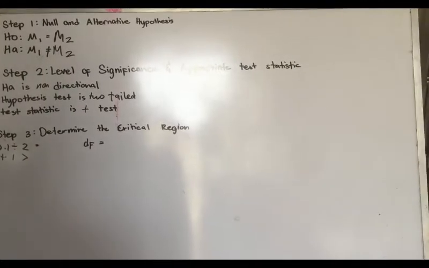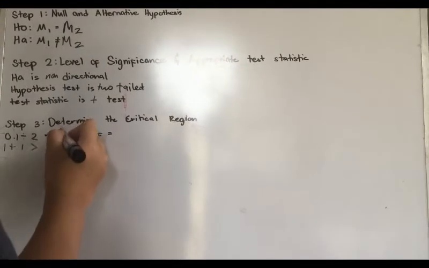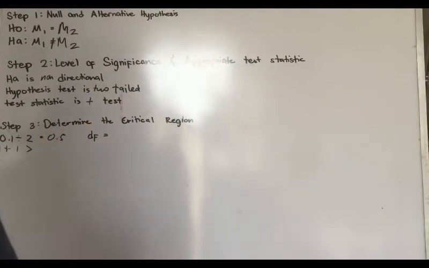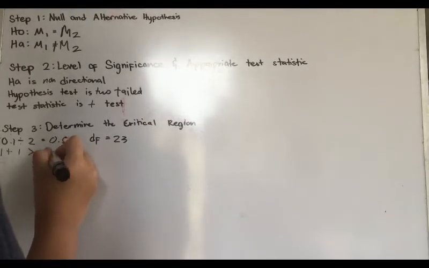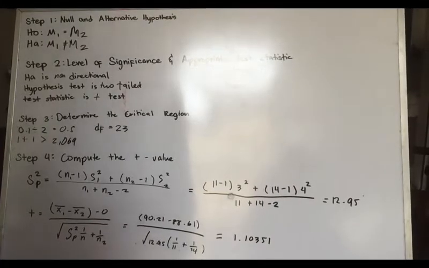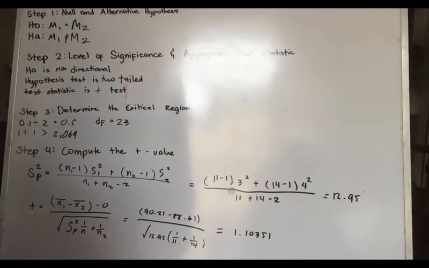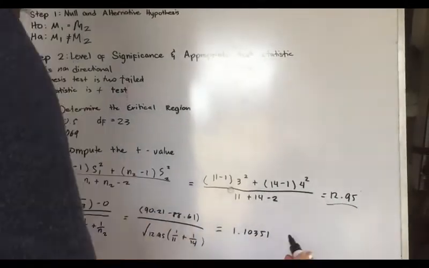Step 3. Determine the critical region. 0.1 divided by 2 is 0.05. DF is 23, and t is greater than the absolute value of 2.069. Step 4. Compute the t value. This is the formula. Just substitute and then you will get your answer.